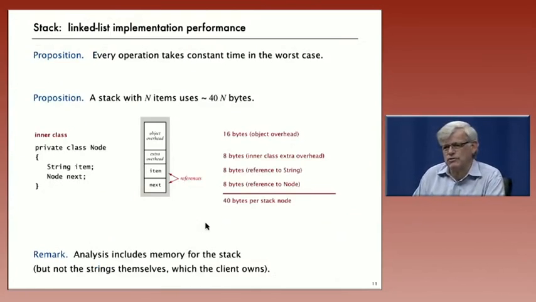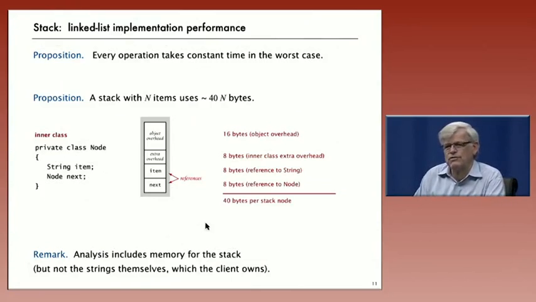Then how about space usage? Well, that depends very much on the implementation in the machine. So this is a typical Java implementation that we do the analysis for, and you can test this out for different types of environments easily. And it's representative. So in Java, for every object, there's 16 bytes of overhead. There's some extra overhead, 8 bytes, because it's an inner class.